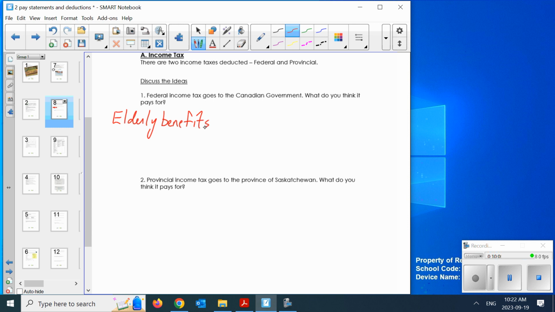OAS, it's called, old age security, for example. Elderly employment insurance. You do pay into it as an employee, but also the federal government. Yeah, that's bad spelling. Employment insurance.